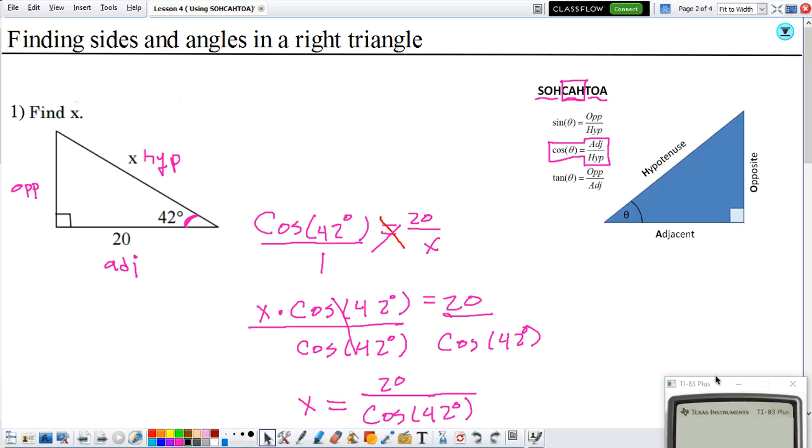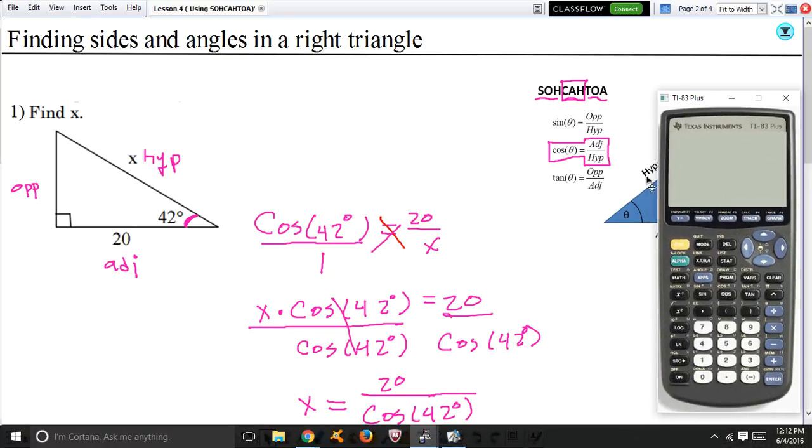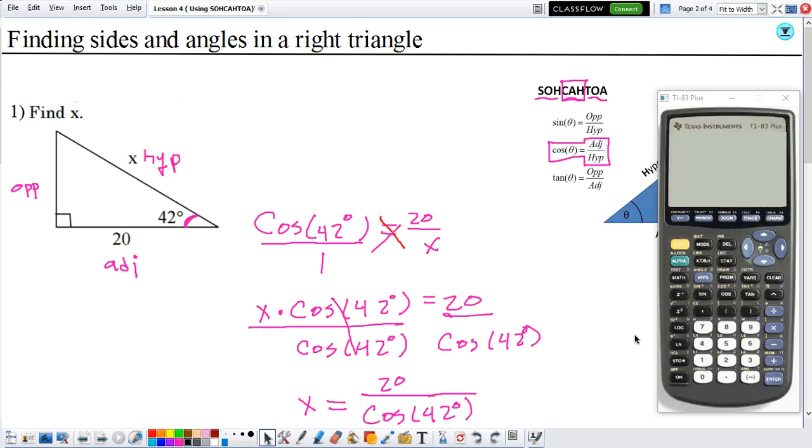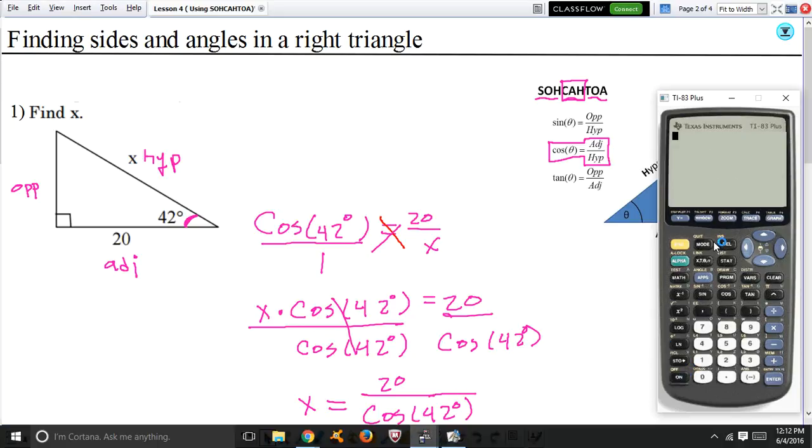Well, this is where we use our calculator. Make sure that your calculator is in degree mode, so that will be the first thing that we want to do. You can press mode. Make sure it's in degree mode. So go down, down, one up. Make sure it's in degree mode. So go to degree and we press enter. Now that it's in degree mode, we can quit.